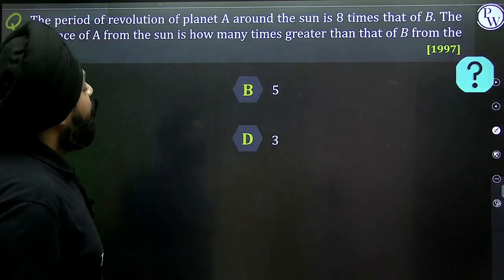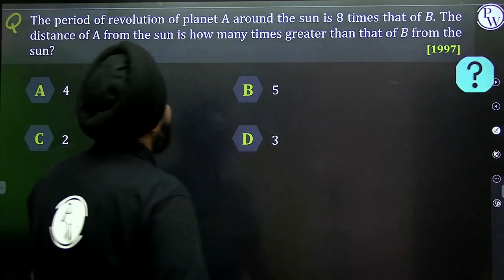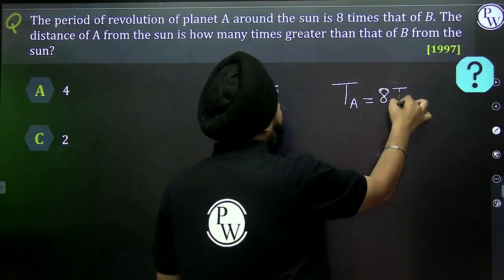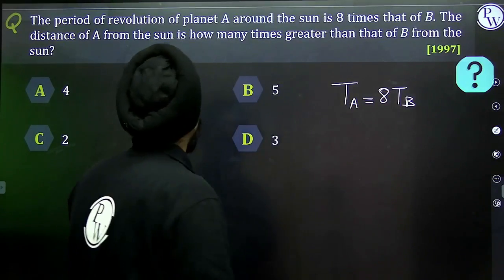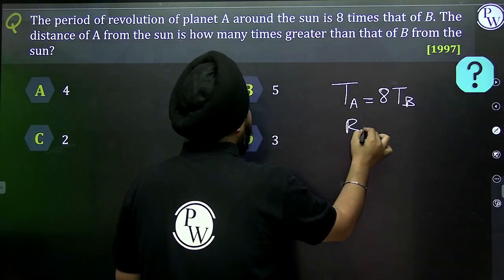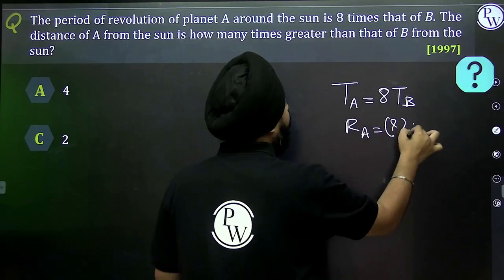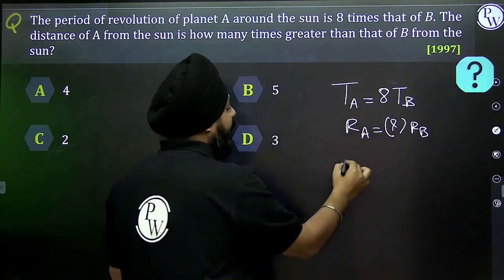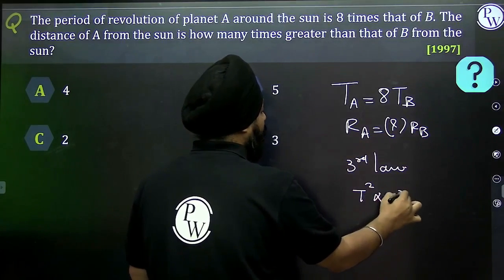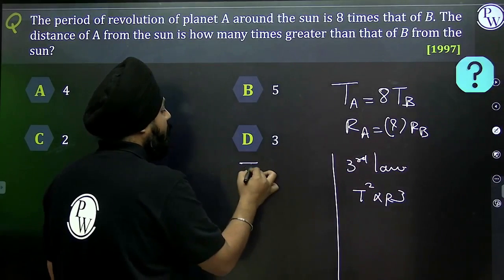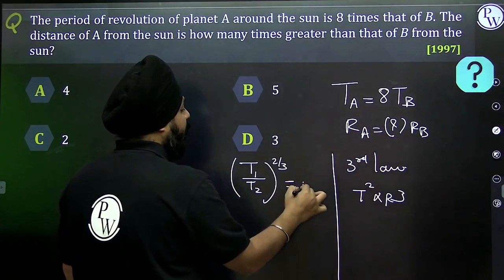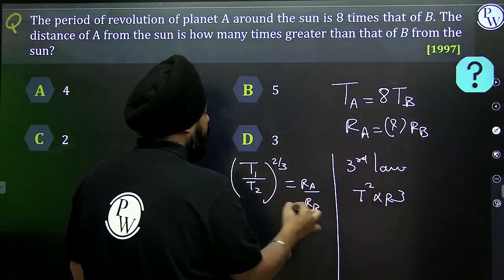The period of revolution of planet A around the Sun is 8 times that of B. The distance of A from the Sun is how many times the distance of B? Using Kepler's third law, T square is directly proportional to R cube, so T1 by T2, whole to the power 2 by 3, is equal to RA by RB.